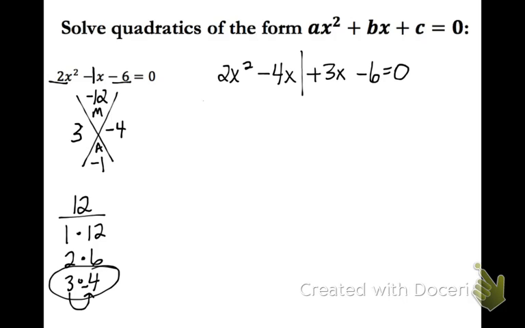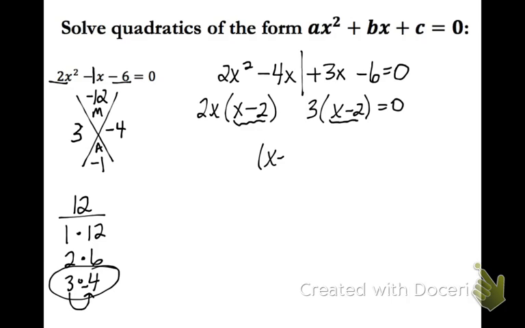So I'm going to pull a 2x out. And over here, likewise, they have a good common factor of 3. Okay, these are the same and these are the same. So I'm going to write that once. And then 2x and 3. It's going to be plus 3 since it was a +3.